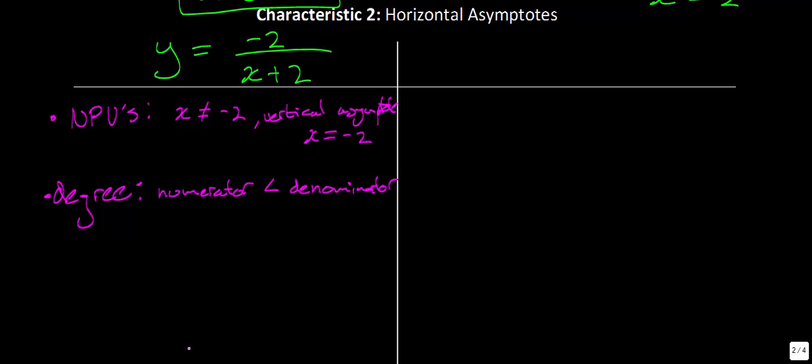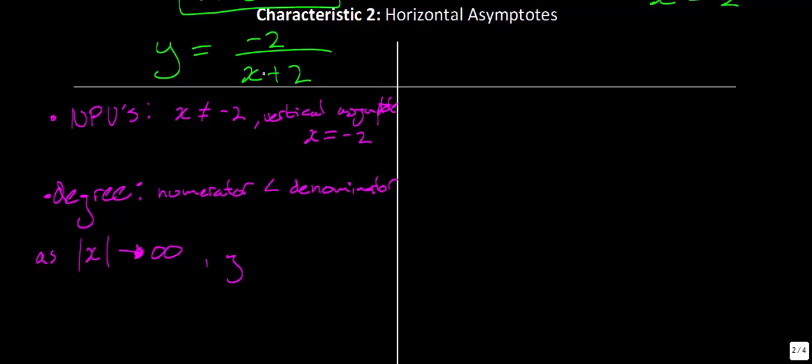So next thing we want to look at is what happens to y right here as x gets bigger and bigger. So again, we're trying to look at the characteristics of this rational function. So as the absolute value of x approaches infinity, as it gets bigger and bigger and bigger, what happens to y? Well, imagine if we put in a big number like 10. -2 divided by 10 plus 2 is -2 over 12.